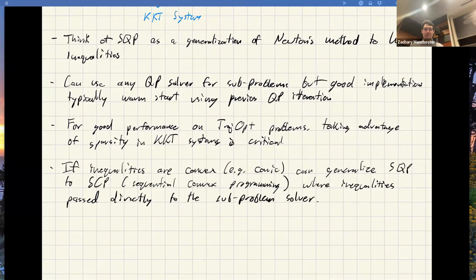Okay, I think that's it for the solver stuff, what SQP is, how to actually solve these things. Any questions about any of this stuff?